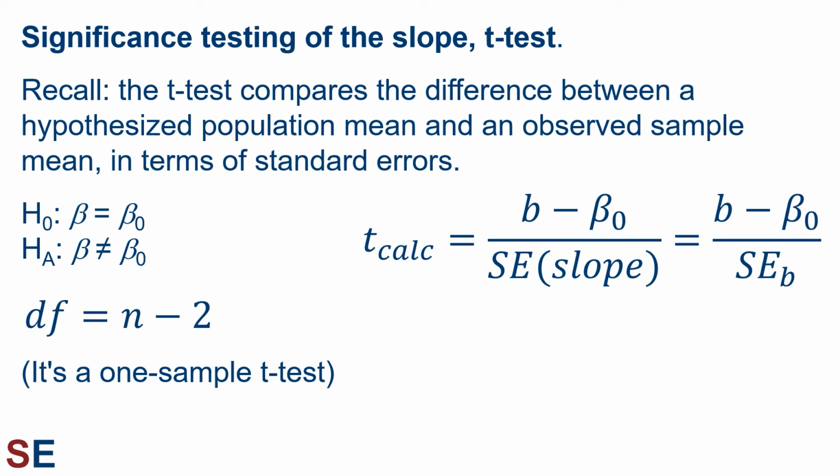We calculate the difference between the observed sample slope and a hypothesized population slope and compare it to the standard error of the slope. The null hypothesis will be that the population slope equals a hypothesized value, and the alternative will be that they are not equal. The degrees of freedom for this t-test is the number of data points minus 2.